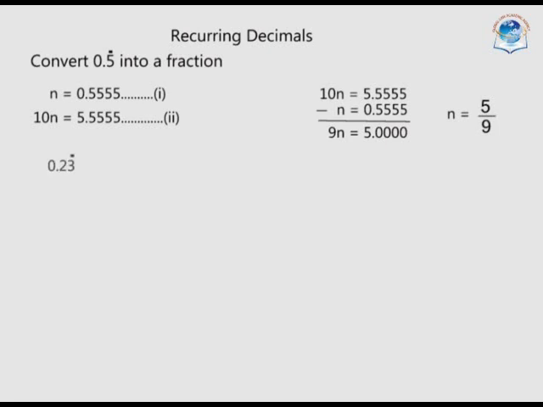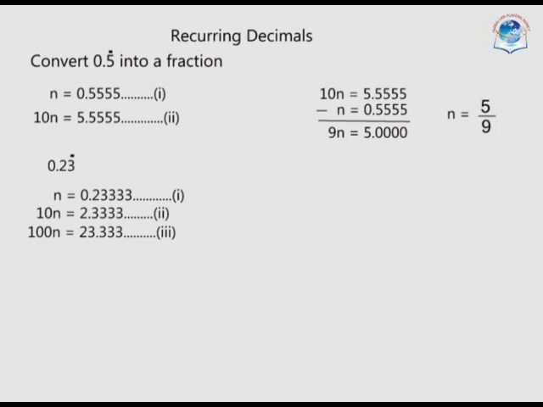Let's try 0.23 with 3 recurring. We start, n is equal to 0.233. 10n is equal to 2.333. At this point, you notice that the decimal parts of the two equations are not the same, and so we cannot subtract them. So we move on and multiply equation 1 by 100 instead. 100n is equal to 23.33.